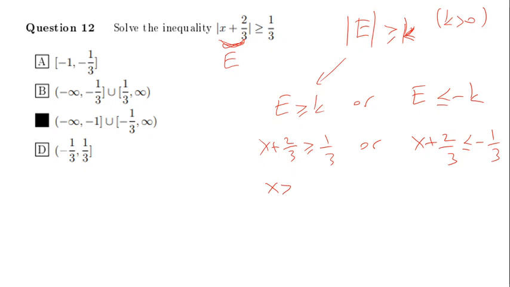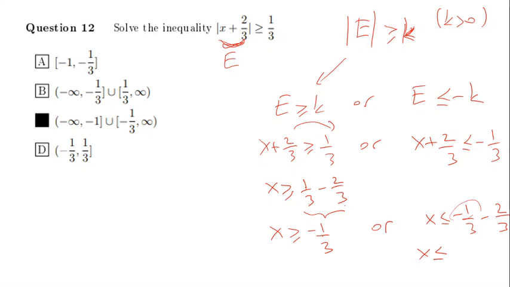So x is bigger than 1 over 3 minus 2 over 3. And if you do this, it will give you minus 1 over 3, because 1 minus 2 is minus 1, over 3. And here it comes to OR. x is less than minus 1 over 3 minus 2 over 3. So x is less than, if you do this, minus 3 over 3, which is minus 1. So we have this case here: x is bigger than minus 1 over 3, or x is less than minus 1.